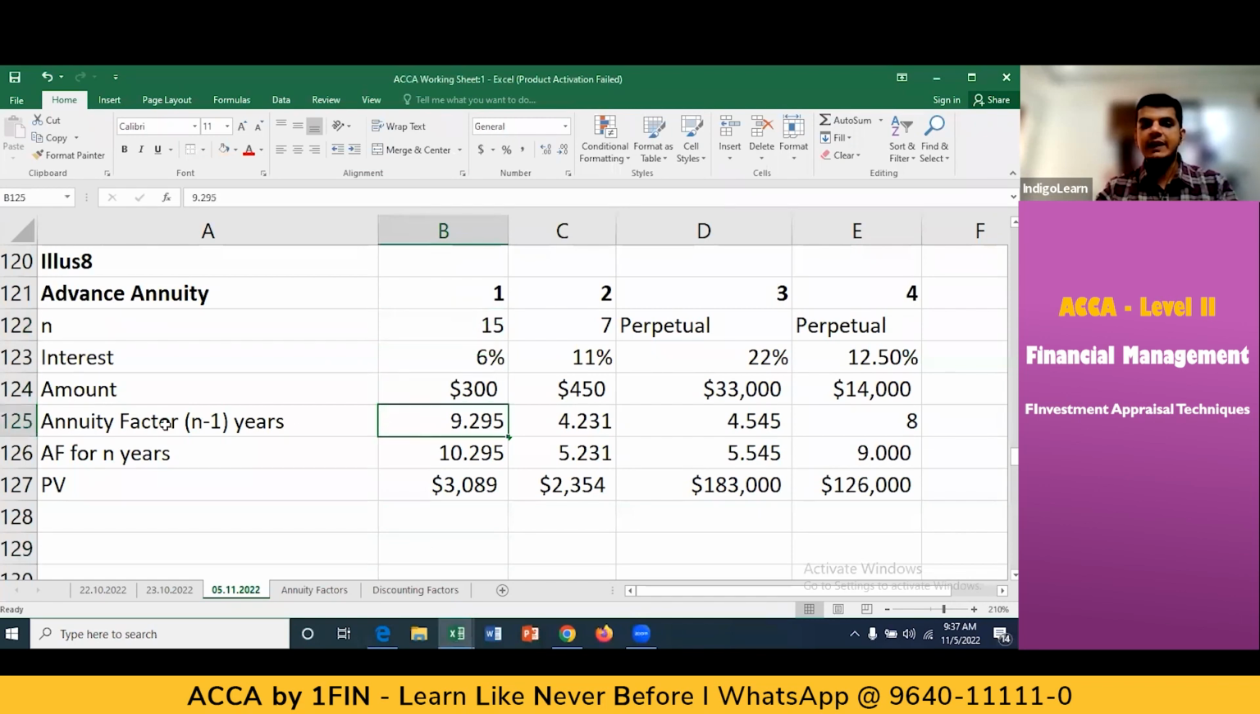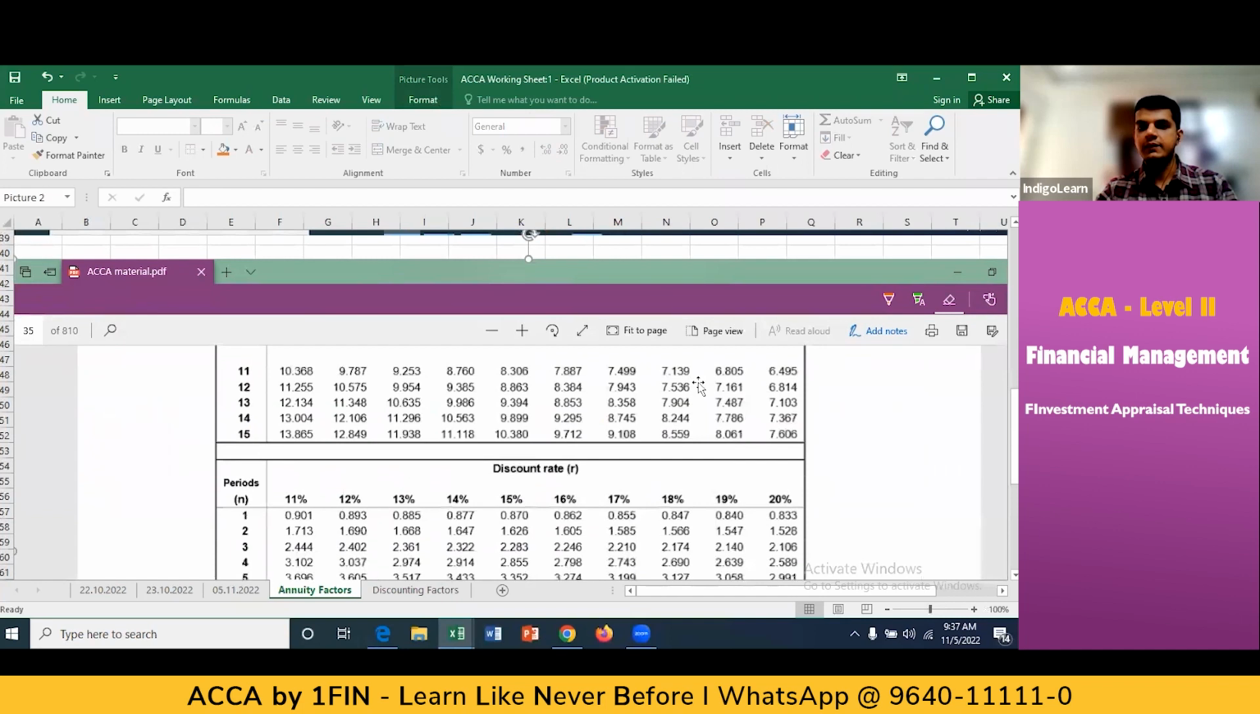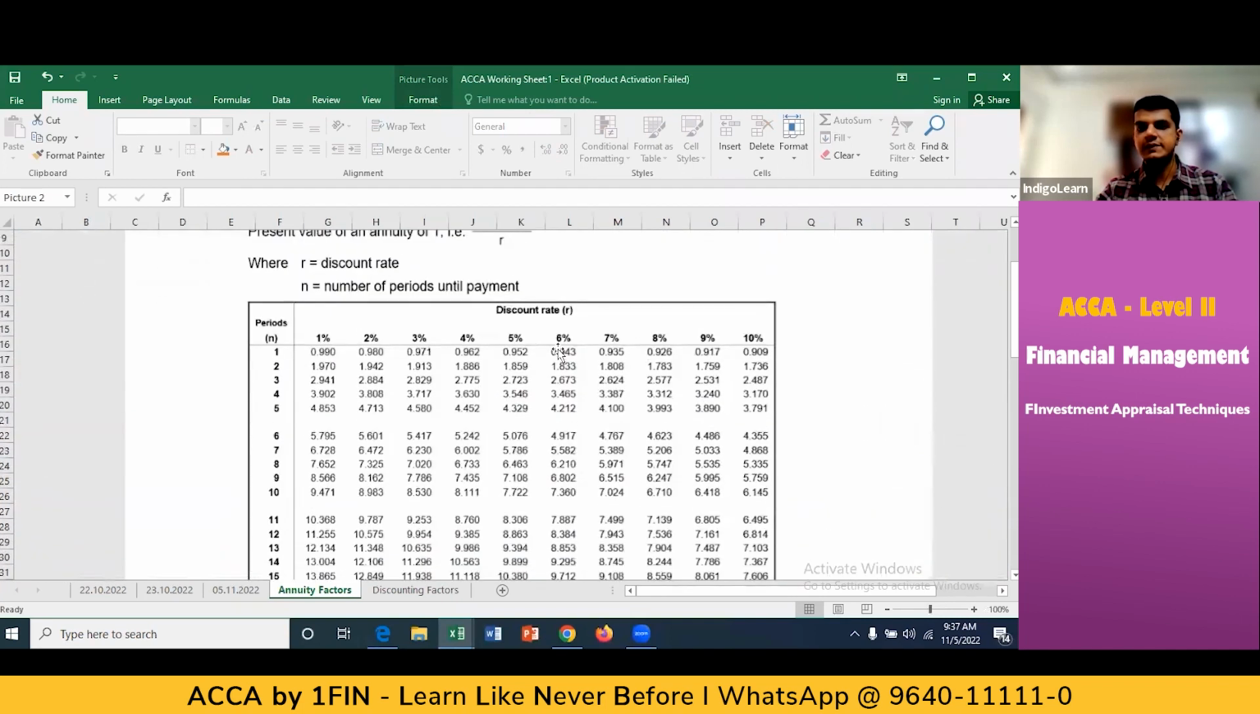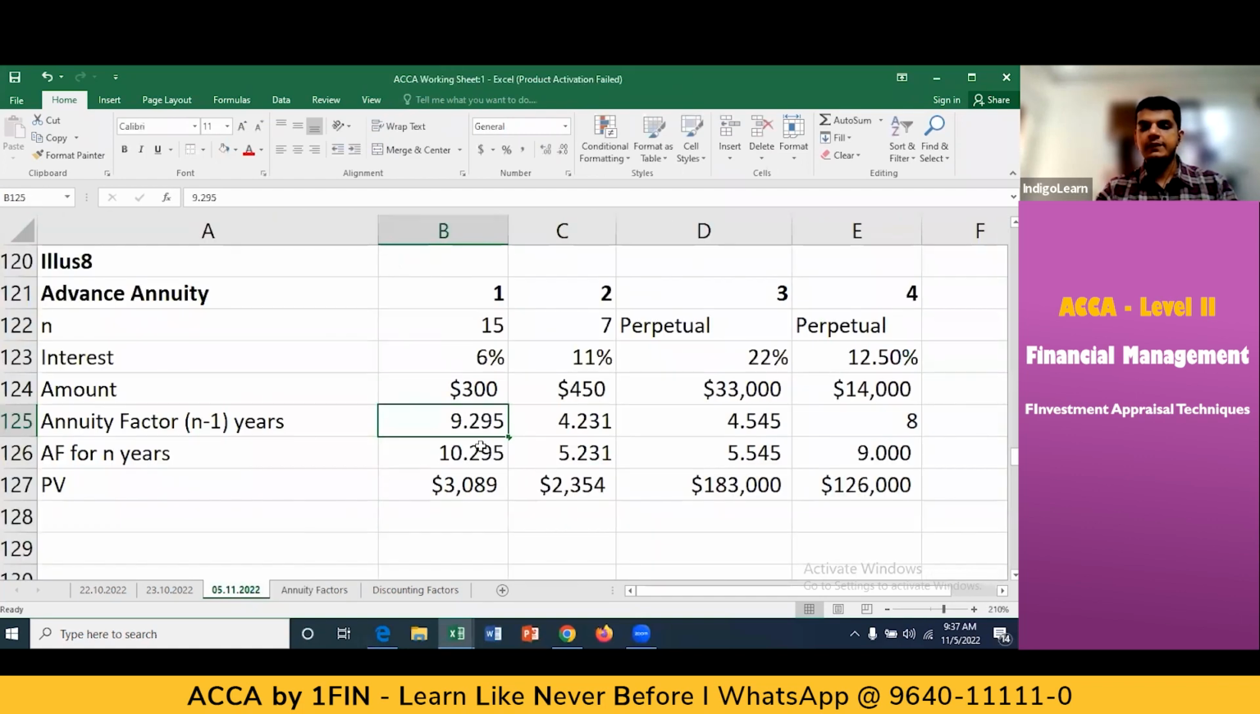So if we see the annuity factor for n minus 1 years, that is 14 years at 6% interest, 6% is the interest, and if we see 14 years, that is 9.295. Okay, so 9.295 is the annuity factor for 14 years.